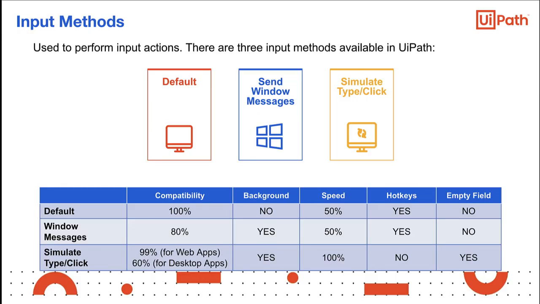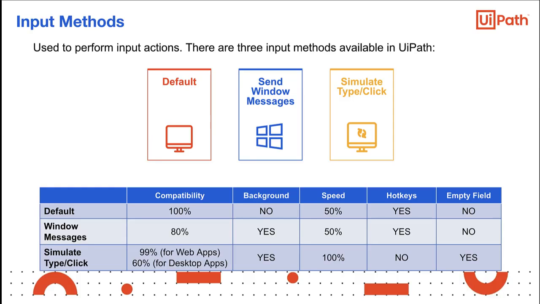These methods are similar in nature, however, there are differences in their performance. The slide displays a comparison chart for these input methods. In terms of compatibility, the default method is 100% compatible, given that it does exactly what a human would do. Simulate does a great job for web automation, but has significant limitations when it comes to compatibility with the desktop applications.